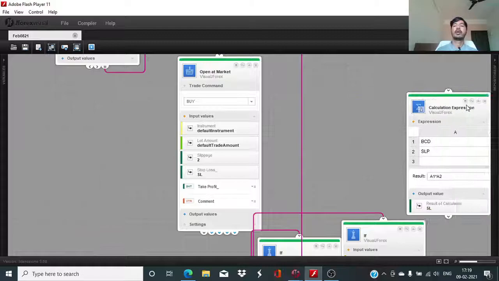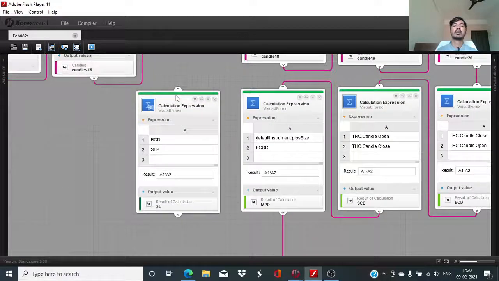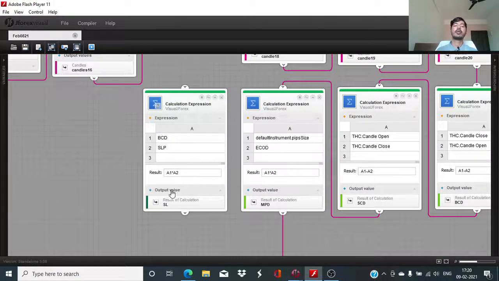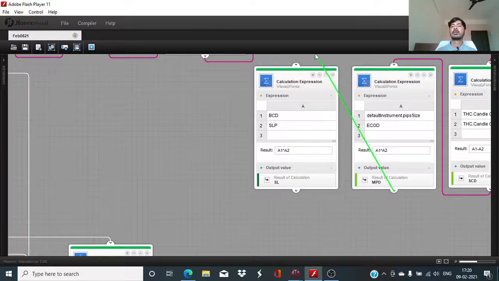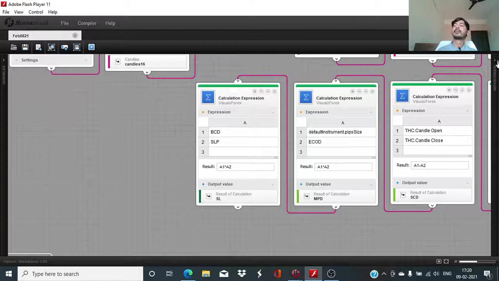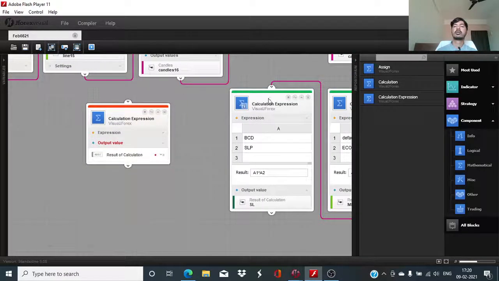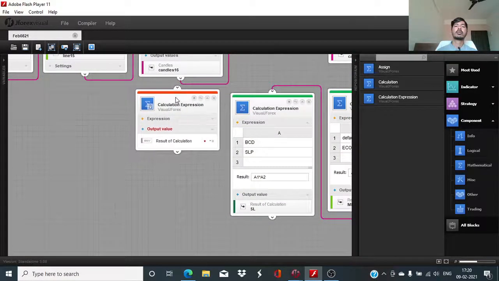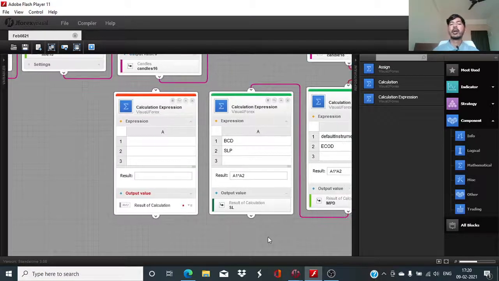Now for take profit, again one more calculation is needed. For take profit, we will simply double it, and that should be good enough. One more calculation expression.